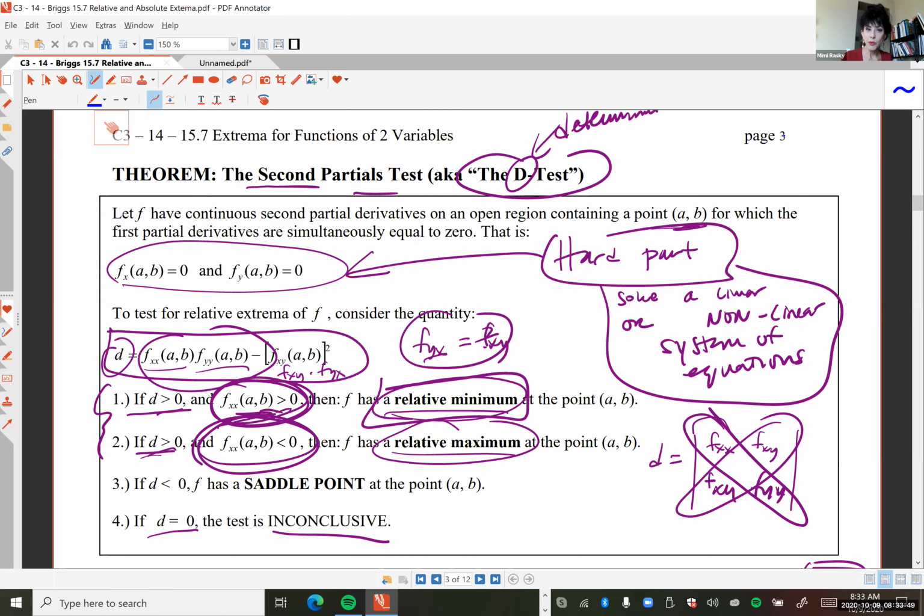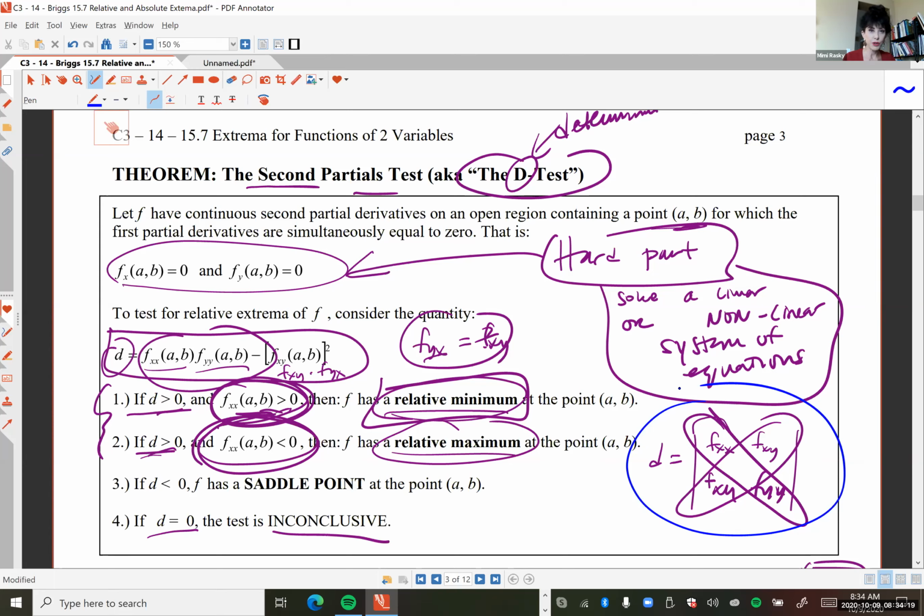So last time we started this section 15.7 and we looked at this theorem called the second partials test. It's the second partials test because you need to go find the second partials to perform the test. It's also known as the D test. D stands for determinant, because when you do fxx times fyy minus fxy squared, you're actually finding the determinant of a matrix that contains the second partials.